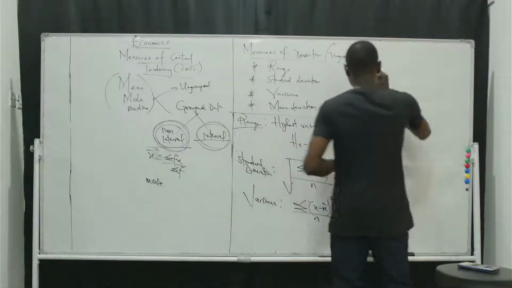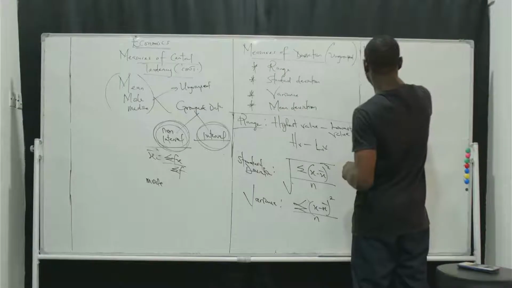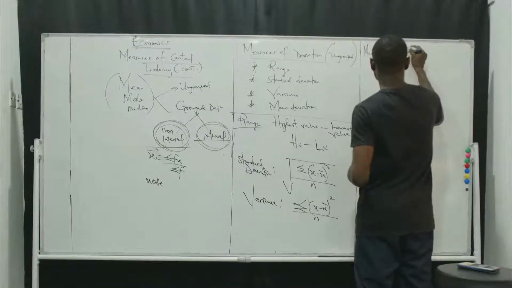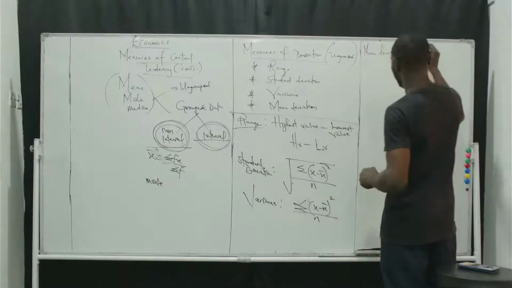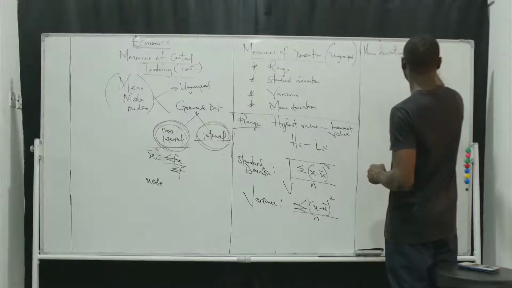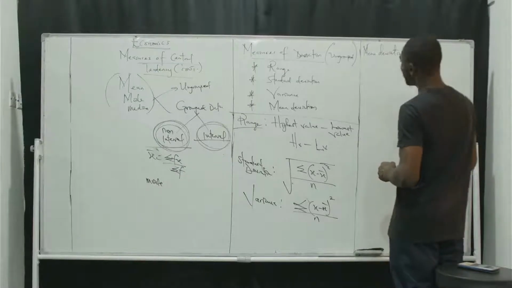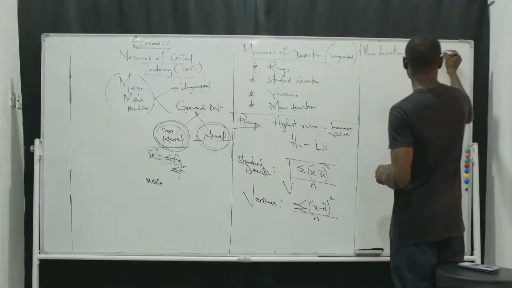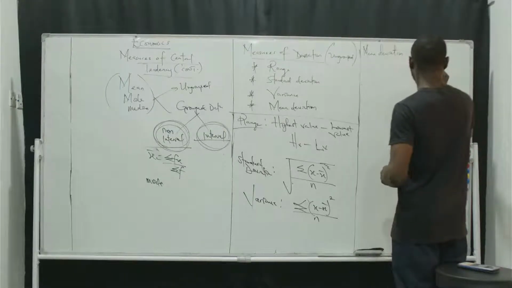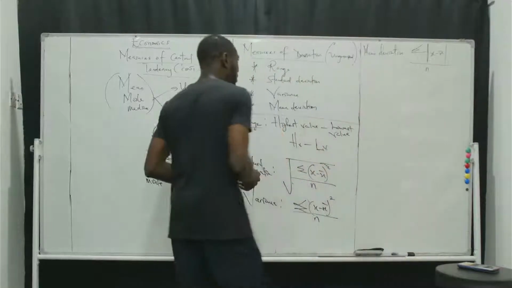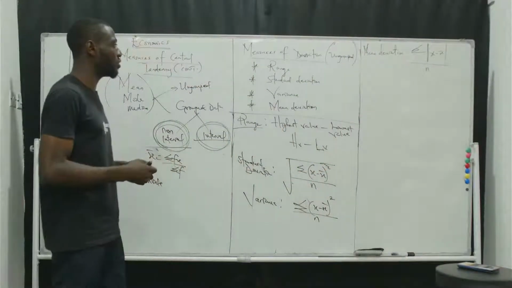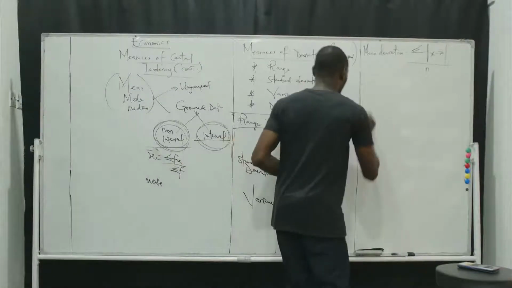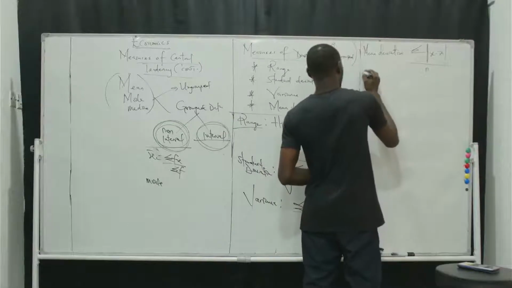Now let's move on to mean deviation itself. For my mean deviation, that is just the summation of my absolute value, x minus x bar, then all over n. That's all. So these are the measures of deviation for the ungrouped data. So without wasting much of our time, let's just take an example.